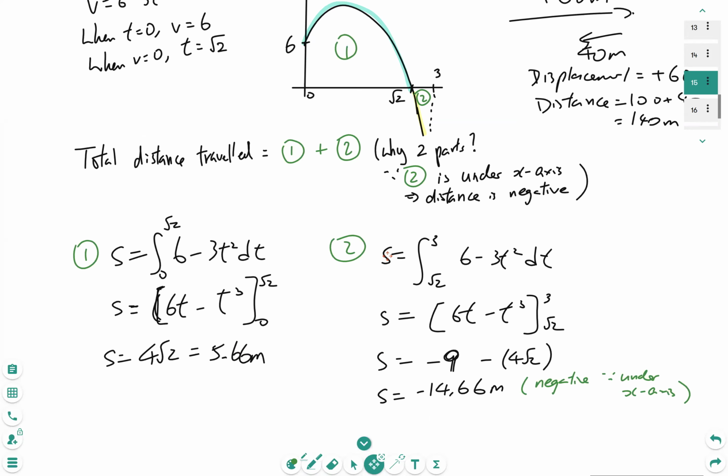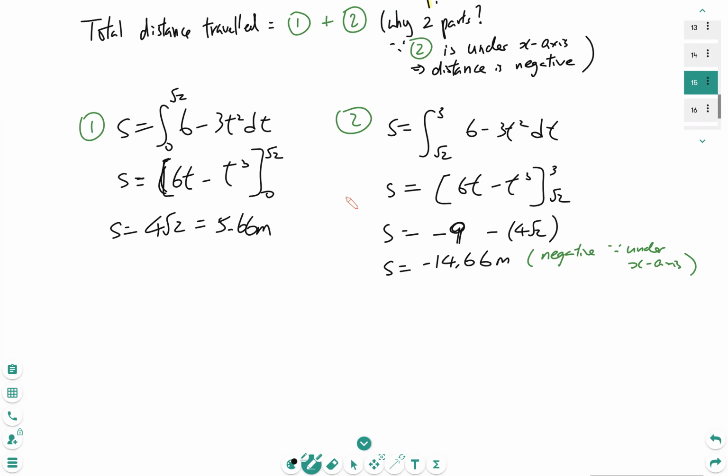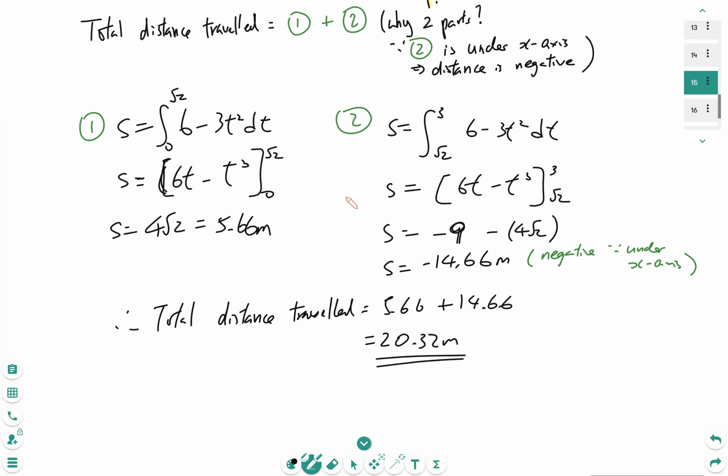So therefore, the total distance traveled equals 5.66 plus 14.66, which is 20.32 meters. We ignore the negative, just like finding area under the curve. If you have no idea why we ignore the negative, you can go back to the Pure One integration chapter about finding the area, chapter 13.7, I think.